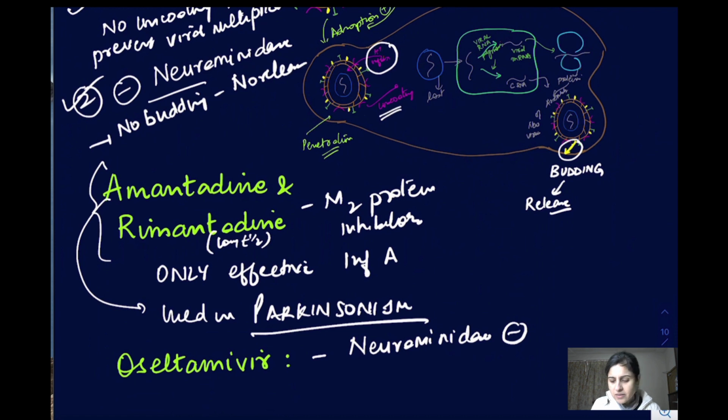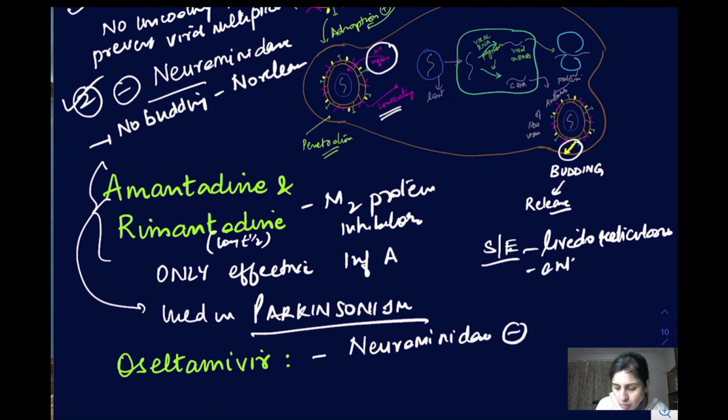It has a variety of side effects, and the most important is livedo reticularis. We ask about livedo reticularis: bluish pigmentation, especially seen on the legs, in the pigmentation of the skin. That is seen with amantadine. Then another important one is ankle edema. These are the most important side effects associated with amantadine.